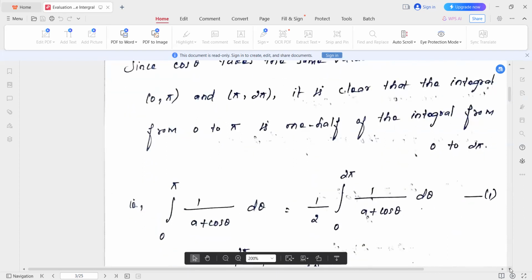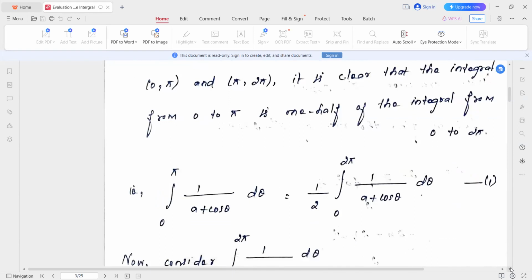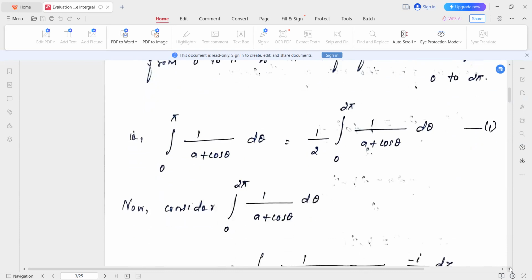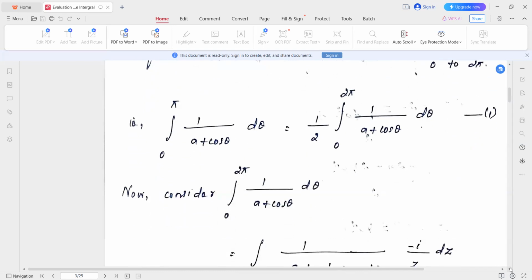So therefore, integral 0 to pi 1 by a plus cos theta d theta can be written as 1 by 2 times integral 0 to 2 pi 1 by a plus cos theta d theta. Okay. So now it is clearly in the form of type 1. So what is step 1? We have to find the value of cos theta and d theta.